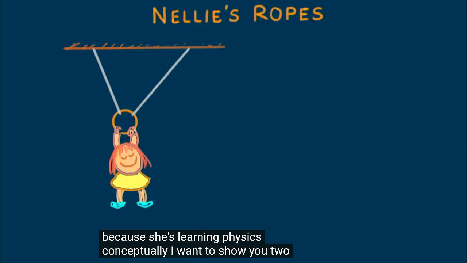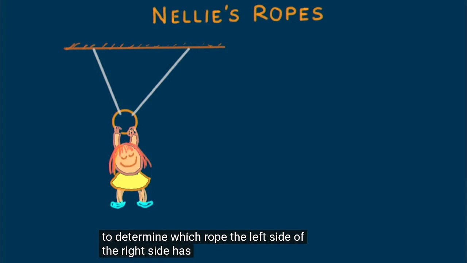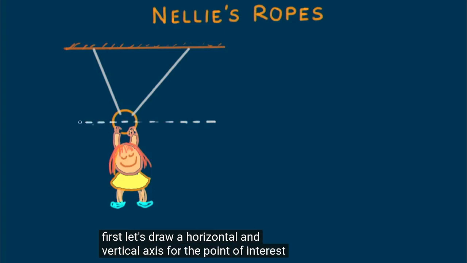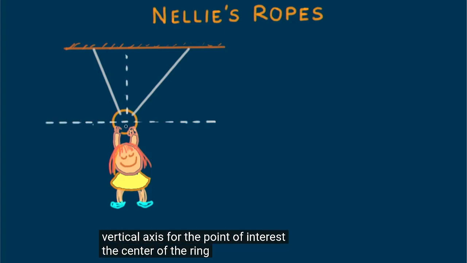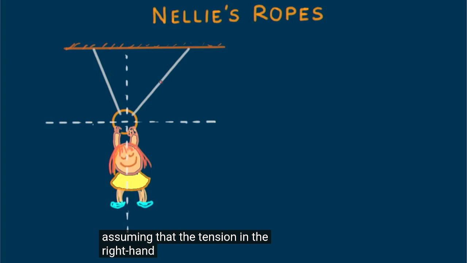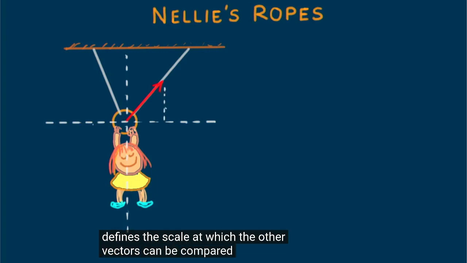I want to show you 2 ways to determine which rope, the left side or the right side, has the greater tension. First, let's draw a horizontal and vertical axis for the point of interest, the center of the ring in which the force vectors converge. We begin by assuming that the tension in the right-hand rope is this. This vector defines the scale at which the other vectors can be compared.